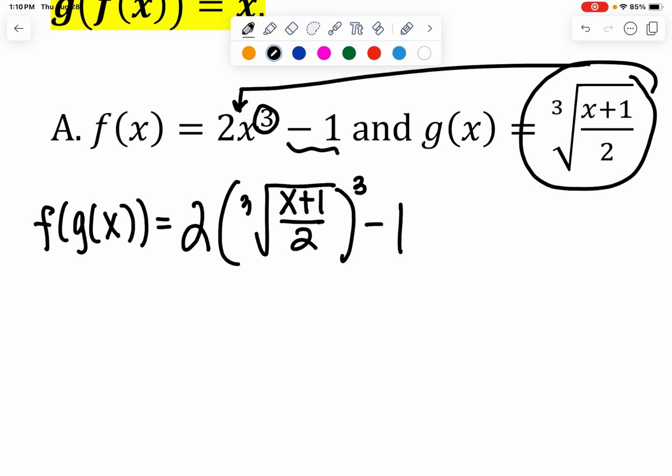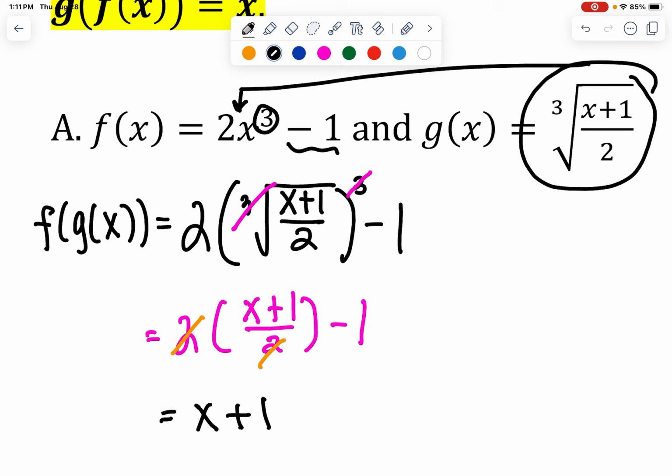You can't do it all in one step because I won't be able to tell what you did first, second, third, and so forth. So I know that first I can say that this cube is going to cancel out this cube root, right? Then the 2's, then the 1 and the negative 1. But I have to show that in steps. So now I have 2 times x plus 1 over 2 minus 1. 2 divided by 2 is 1, so these 2's now simplify to 1. I have x plus 1 minus 1, and the plus 1 and the minus 1 cancel out, and you're just left with x. So there's that.